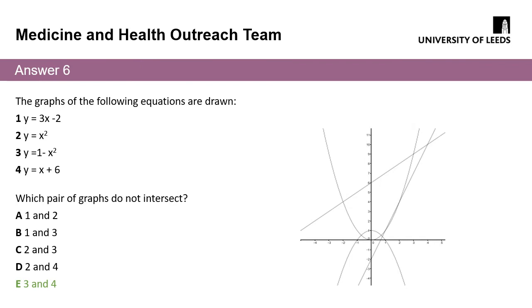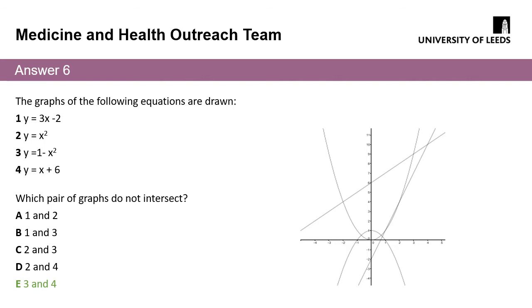The answer to question 6 is option E. To answer this, I sketched the graphs which are on the side of the screen now as working. You can see from this the 4 equations. So, the graph of y equals 3x minus 2 is a straight line, and that intersects the y-axis at 0, minus 2, and the gradient of the line is 3. The graph of y equals x plus 6 is also a straight line, and this intersects the y-axis at 0, 6, and has a gradient of 1.